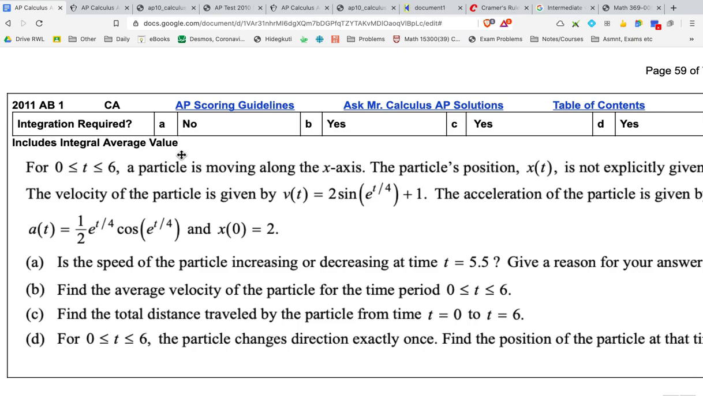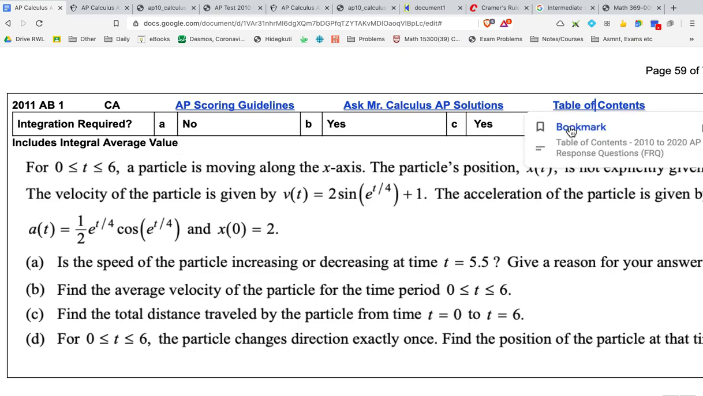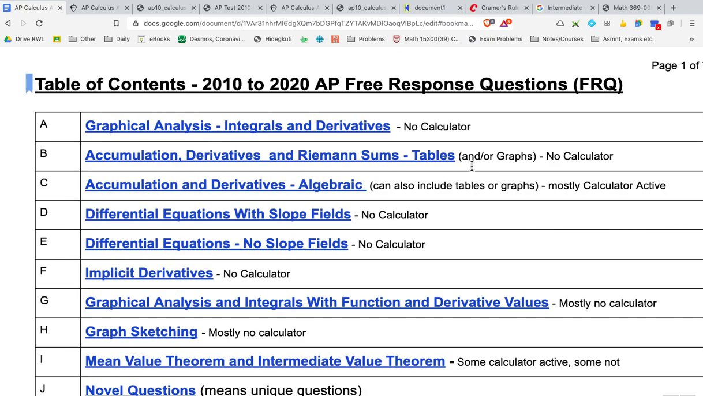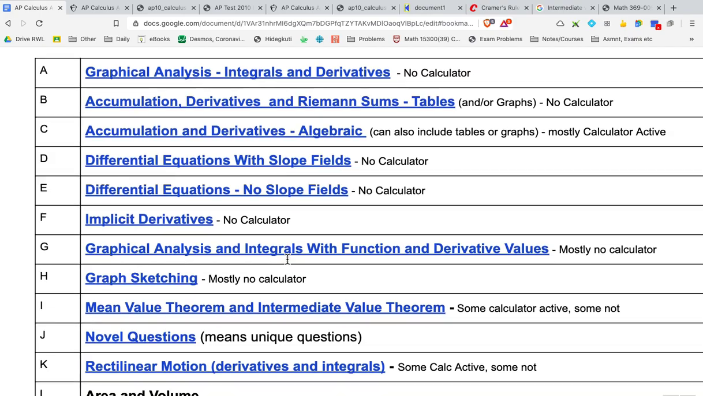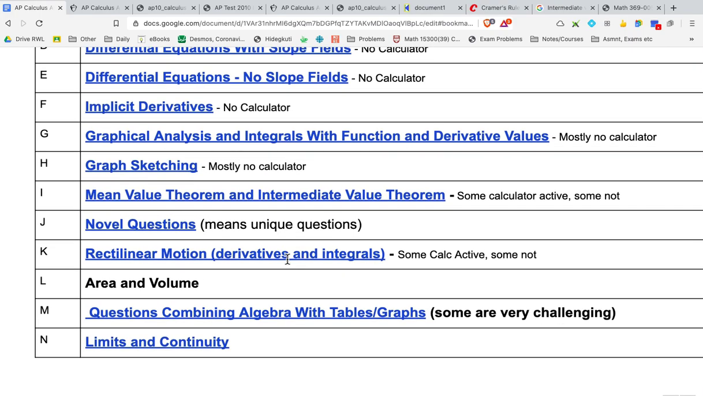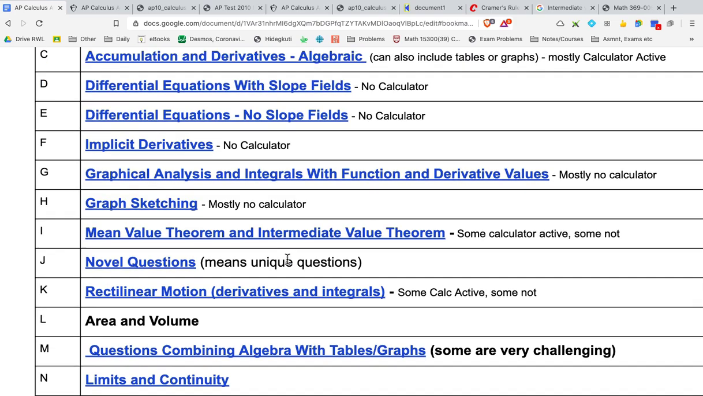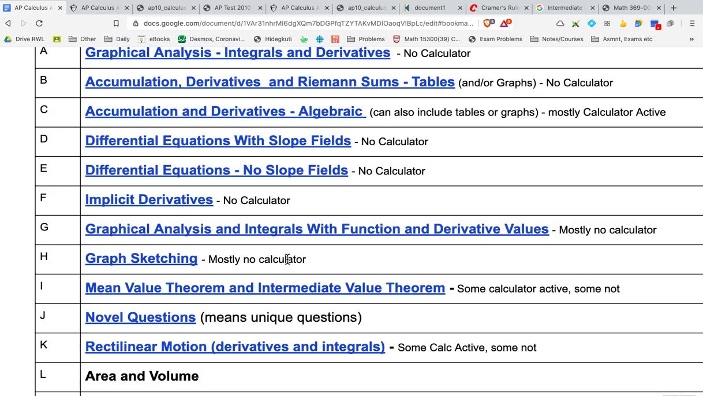Okay, folks. So again, I'm going to go back to the table of contents. Here we are at the table of contents, and you can see there's all these sections, and please work through them as best you can. Some of them have many questions. You can see how popular the types of questions are. For example, section C has an unbelievable number of questions. Those are almost all calculator active questions.